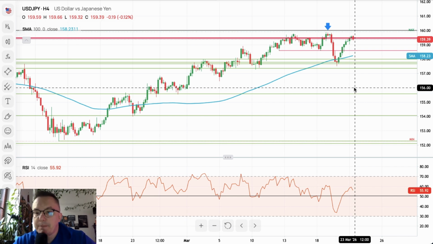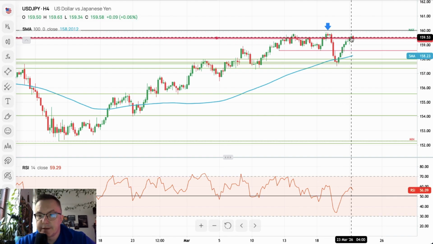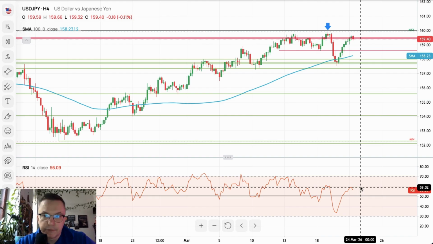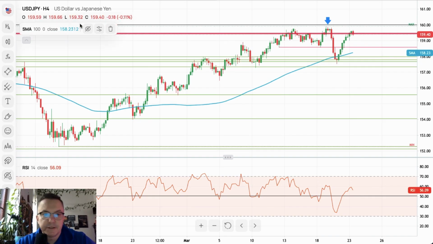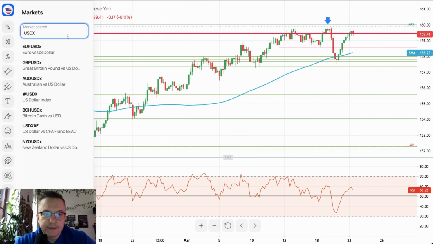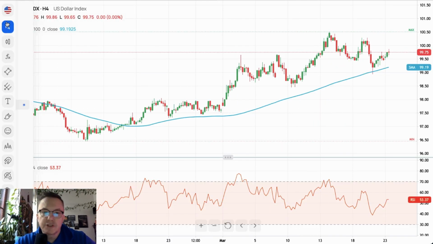Now US dollar versus the Japanese yen: pullback to the downside, back down towards 157.52, completely reversed. 160 next. Momentum is back above the level of 50. Now it's back above the level of 60. Please consider the situation where we can see US dollar versus the Japanese yen above 160 even this week.